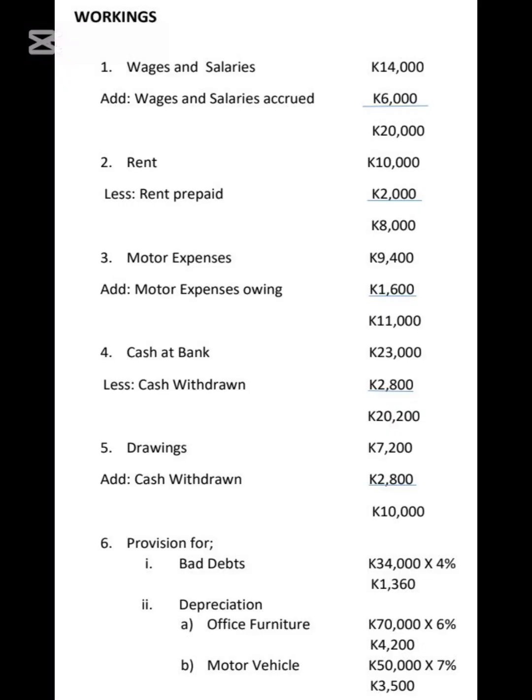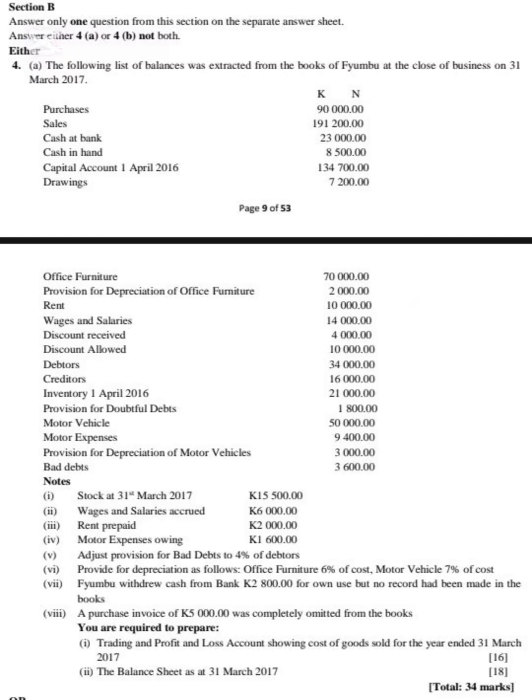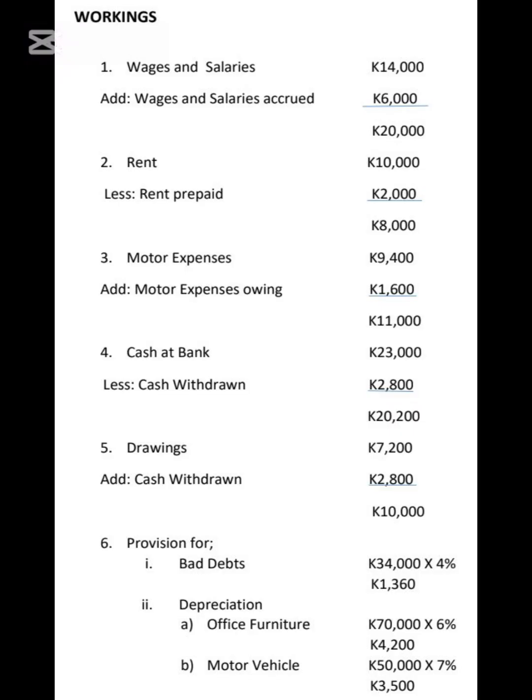Then we go to rent. Rent in the list of balances, we have it as 10,000. Then in the notes, we have rent prepaid. Any prepaid in the business should not be recorded in the current accounting period because it is supposed to be recorded in the next accounting period. So we need to remove it from the rent that we have in the list of balances. So we say rent, we subtract the rent prepaid 2,000, which should give us 8,000 in total.